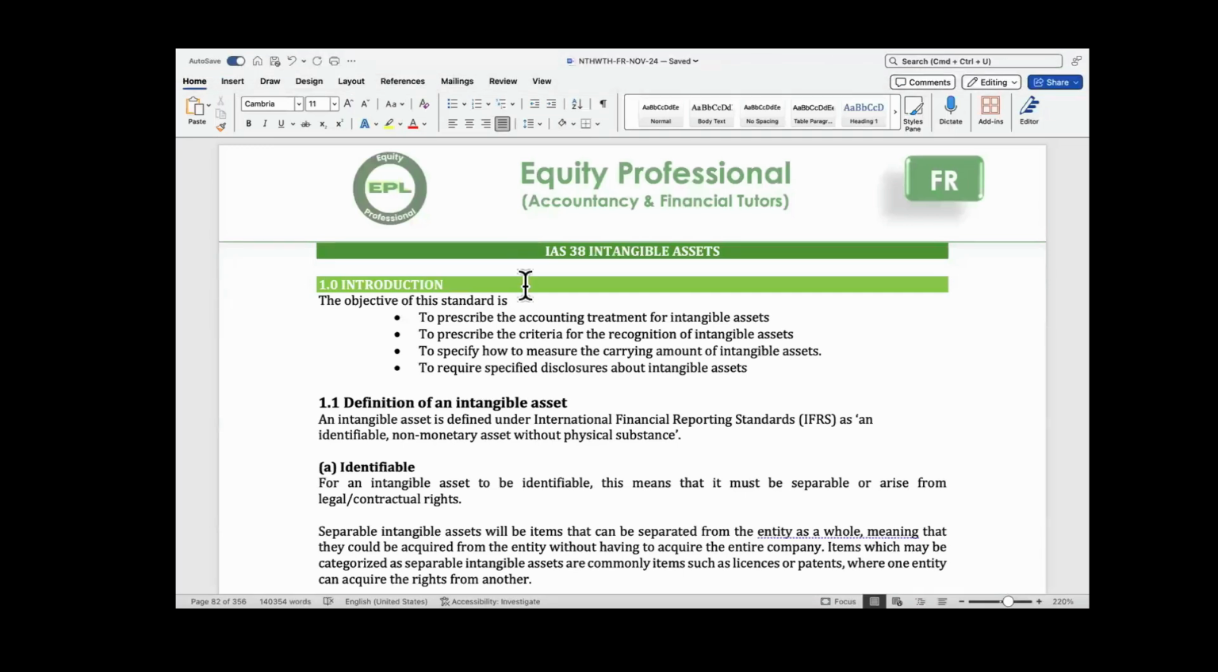So on this standard, we will be looking at basically the accounting treatment for intangible assets. We would also look at the criteria for recognition of intangible assets. We would also look at how to measure the carrying amount of intangible assets. And finally, we'll look at the disclosure requirements for intangible assets.